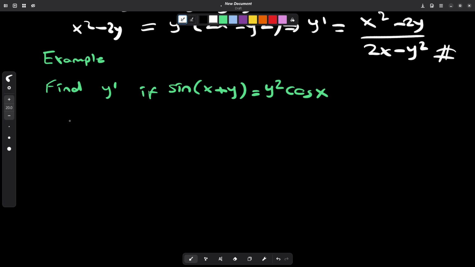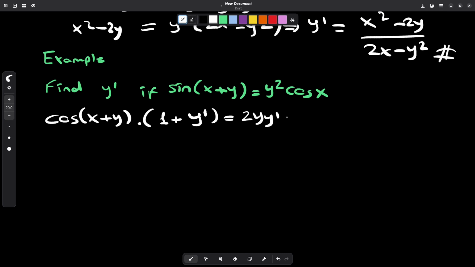Derivative of sine of x plus y. This is a composite function, so I start with the outside of it, cosine of x plus y. Now I multiply it with the derivative of the inside, 1 plus y derivative. Again, I think of y as a function of x, so therefore I differentiate the power, then I differentiate inside of it. y squared multiplied with cosine x, derivative of multiplication. Let's differentiate y squared. 2y, y derivative, again the same reason, multiplied with cosine x, plus cosine x differentiated as negative sine x, minus sine x, y squared.